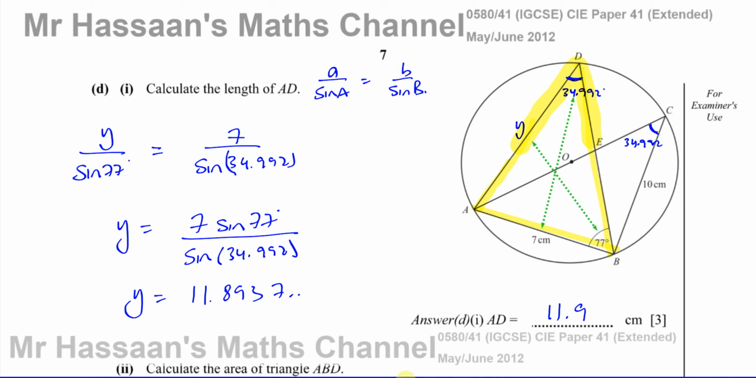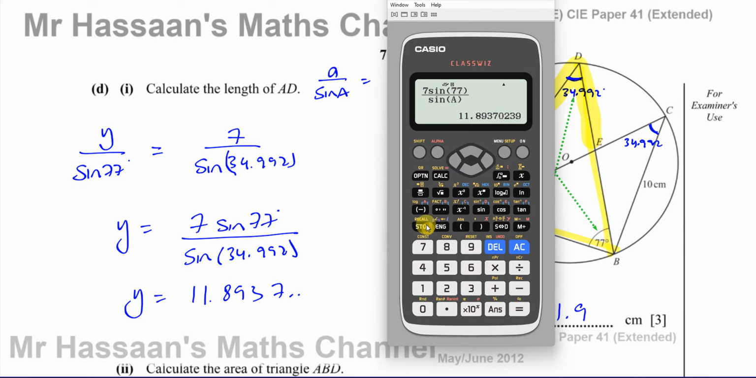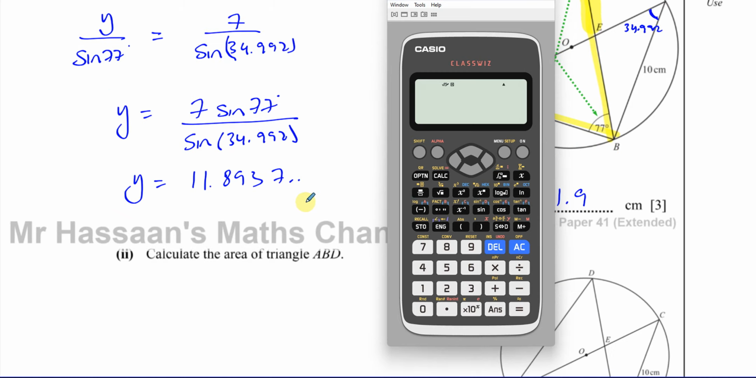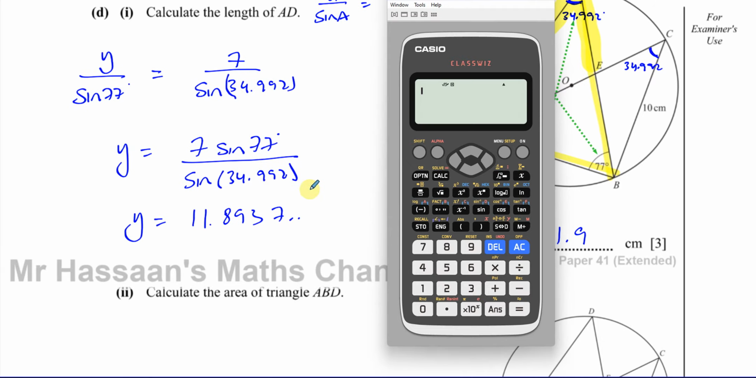So what I'm going to do also now is I'm going to add this answer, and I'll store it as B in my calculator. So I've got the exact answer for that. I always like to use exact values for subsequent parts of the question. All right, so now part 2. So that's D part 1.